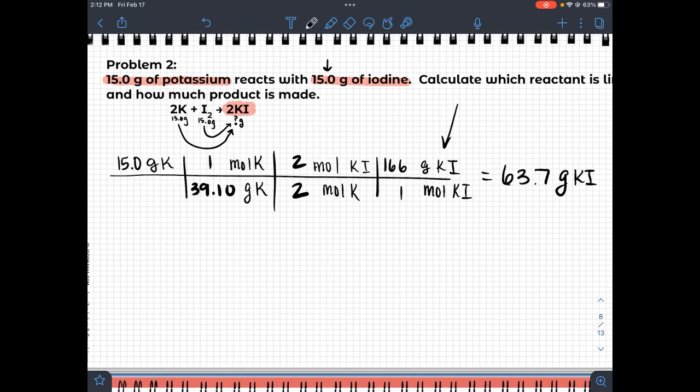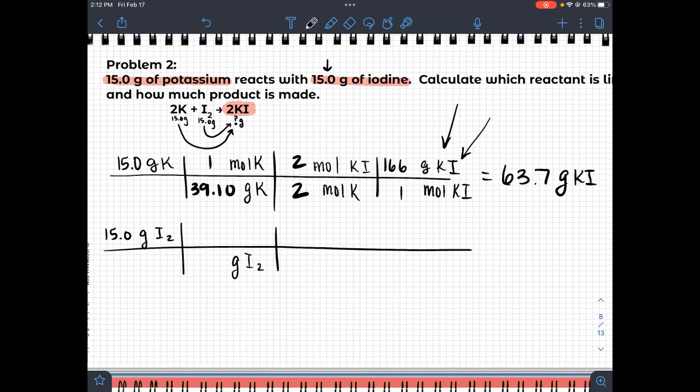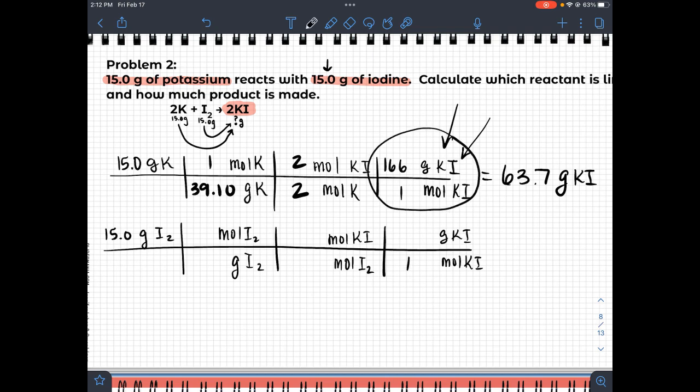All right, let's do the other one. We're going to start now with our 15 grams of iodine. So 15.0 grams of I2. We're going to set it up similarly. It's just that we're starting with iodine instead of potassium, but we're going to the same place. We're still going to grams of KI. So I'm going to bring down grams of I2 and go to moles of I2. I'm going to bring down moles of I2, and go to moles of KI. I'm going to bring down moles of KI, and go to grams of KI.